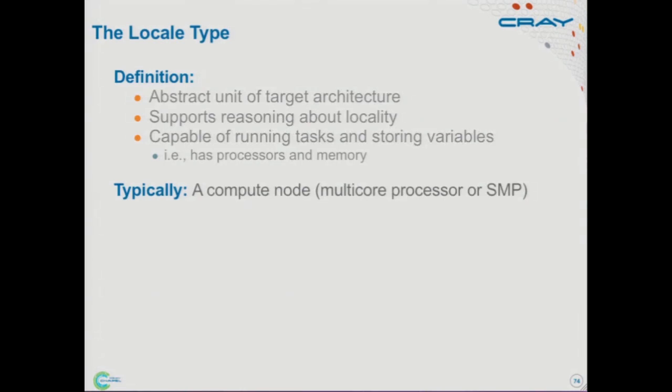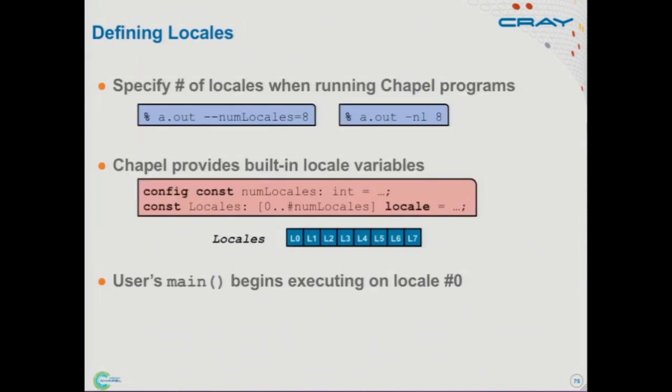Other than that, we don't say much about locales. We say that they can run tasks, which is to say they have some sort of processor, and they can store variables, which is to say they have some kind of memory. Other than that, the exact mapping of a locale down to a machine is dependent on the compiler implementation.